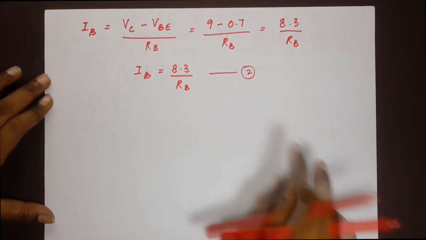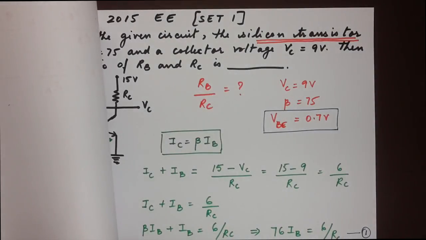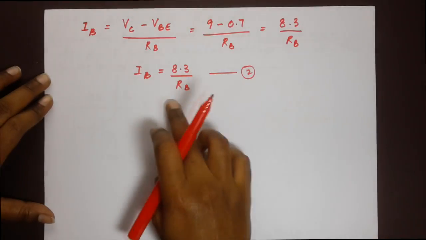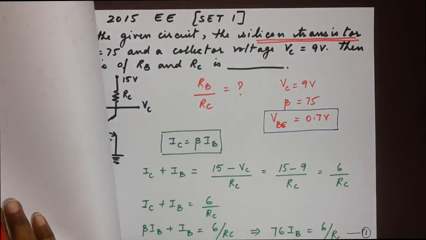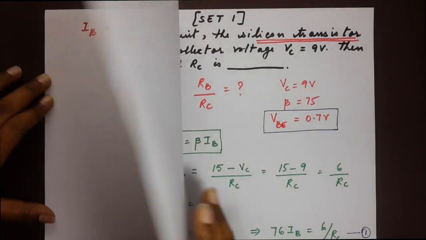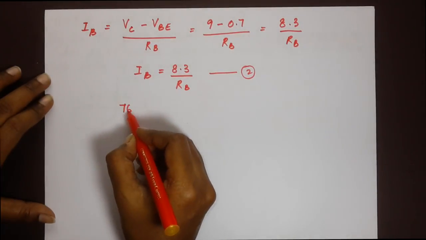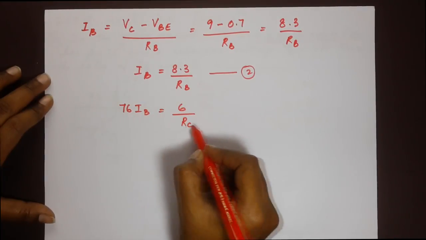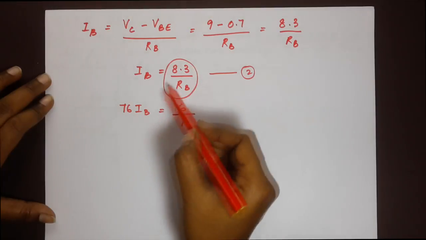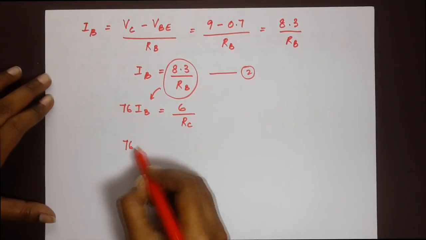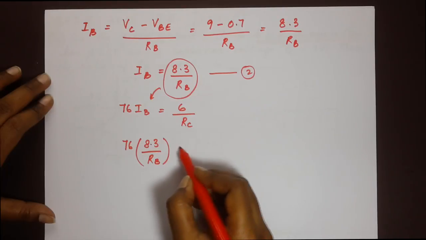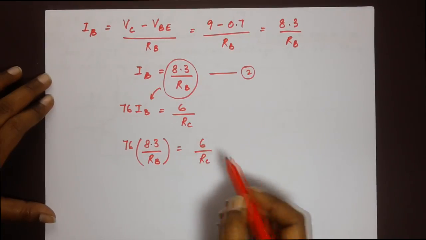Let's substitute this expression here into expression 1. We have IB in terms of RC, and we now have IB in terms of RB. So let's substitute this into IB over there. So that's 76 IB is equal to 6 by RC. Plugging in this here, we get 76 times 8.3 divided by RB is equal to 6 by RC.